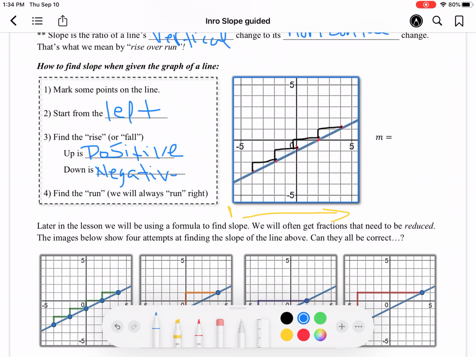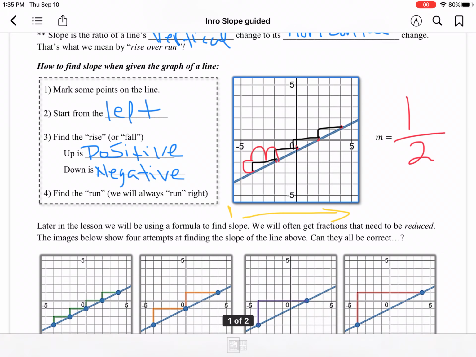Okay, so remember, slope is a ratio, so we need to count the rise and the run. So we will start at the point and go to where the other end of our triangle is. So this one is 1, so we're only going up 1. How many are we going over? 1, 2. We're going over 2. So the slope of this line is 1/2. Okay, let's do a little bit more practice.